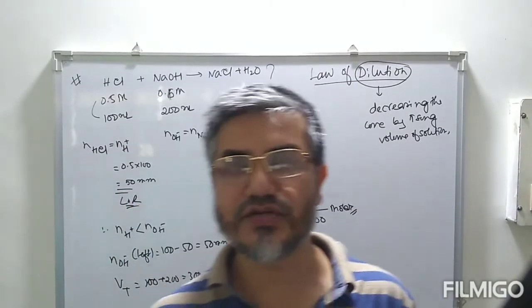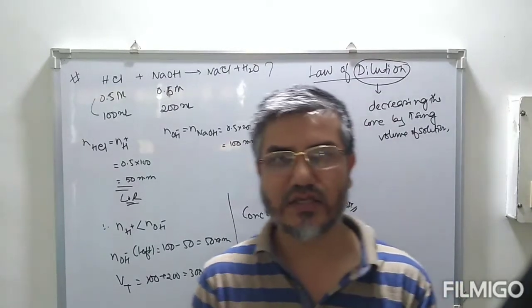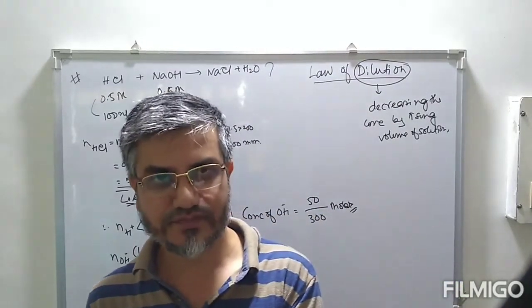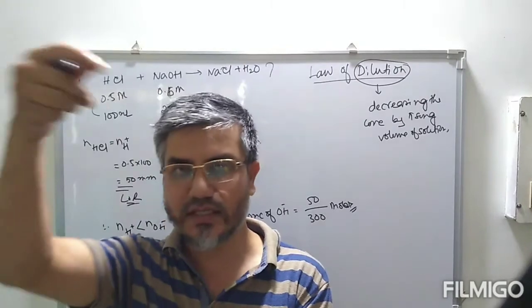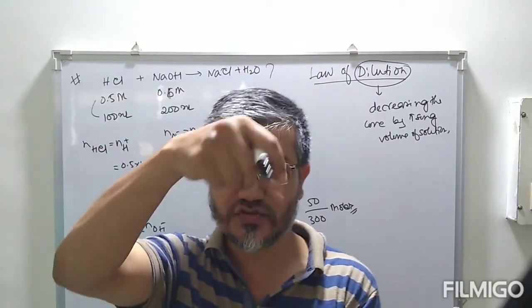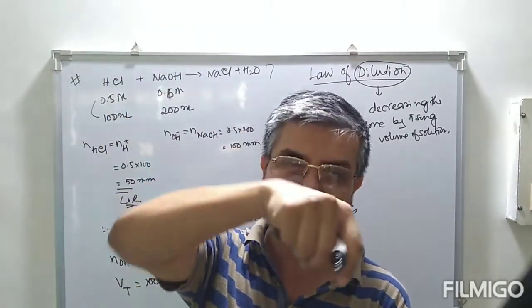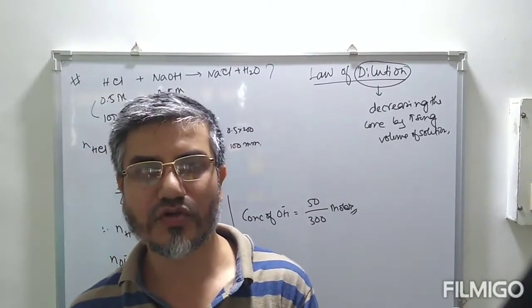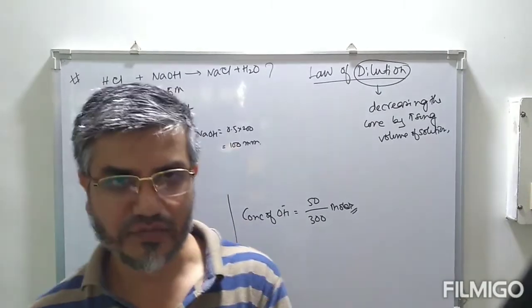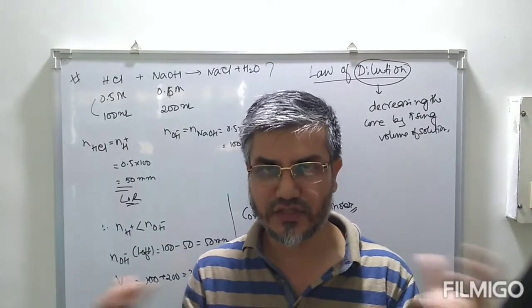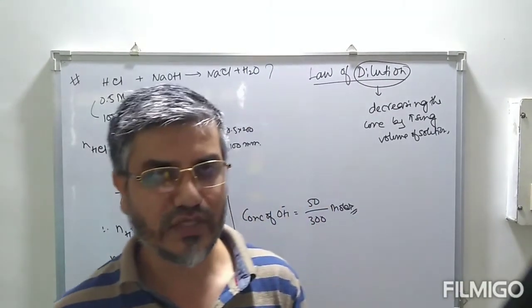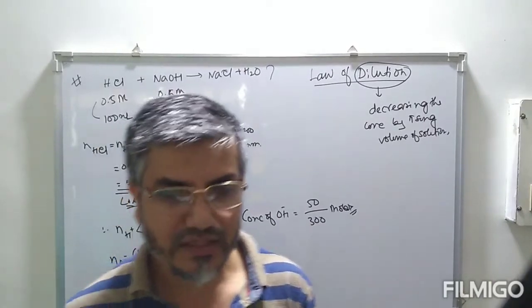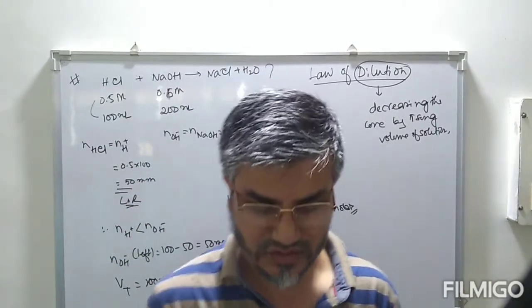So during this dilution process, we have an initial stock solution. To this we are adding some additional volume of solution. So we are just increasing the volume of solution. We are not changing the number of moles of solute. That means before dilution and after dilution, the number of moles will remain the same, but the concentration will change.